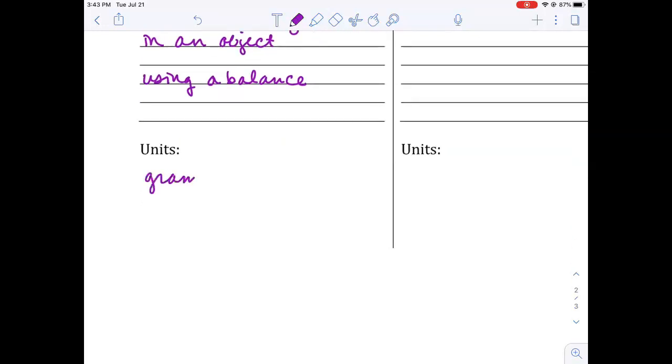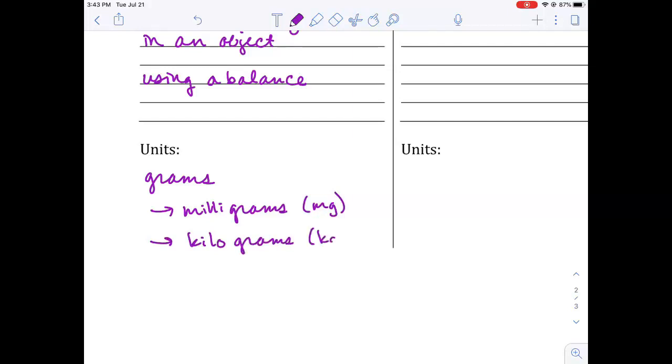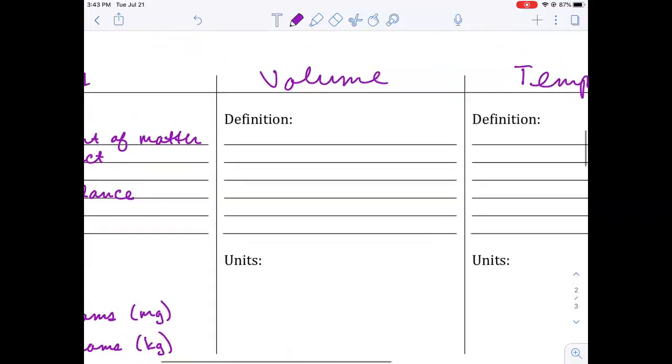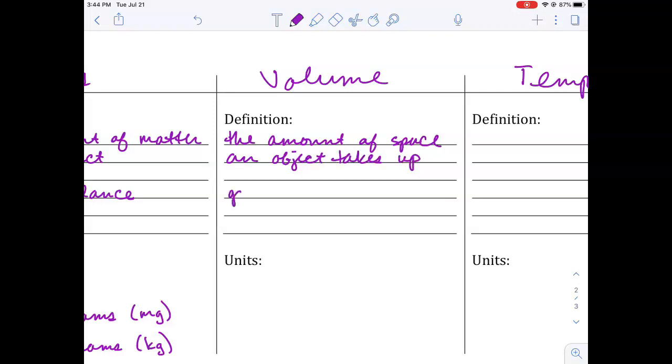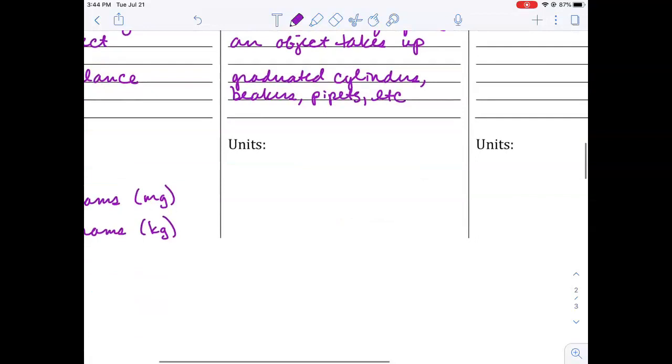Now, our units for mass are based on grams. Using our metric prefixes, we can also have milligrams, which is 1,000th of a gram, or we can have kilograms, which are 1,000 grams. Next, we have volume. We can use volume for solids, liquids, and gases. It's defined as the amount of space an object takes up or occupies. We can use different tools to measure volume in lab. We can use graduated cylinders, we can use beakers, we can use pipettes. It all depends on how precise of a measurement we want.